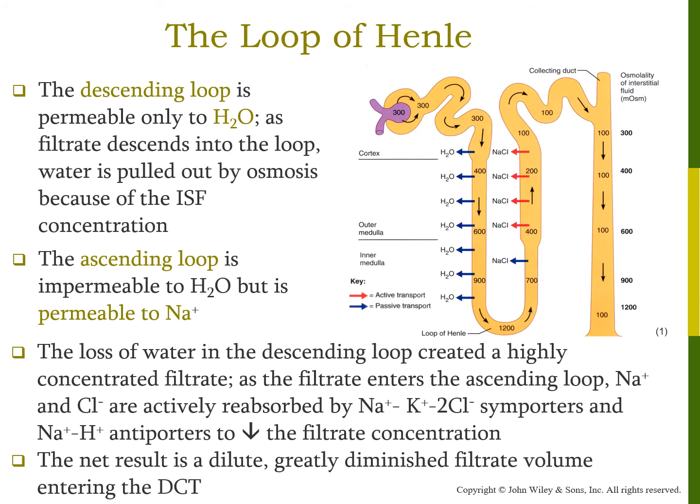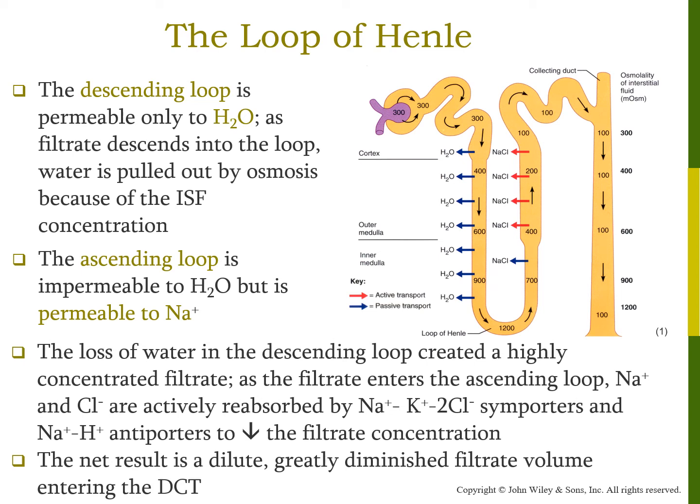So note that the descending limb is permeable only to water, and the water is pulled out by osmosis because of the high osmolarity of the surrounding interstitial fluid, so that by the time the filtrate reaches the hairpin turn in the loop of Henle, the osmolarity has changed from 300 milliosmoles to 1200 milliosmoles.